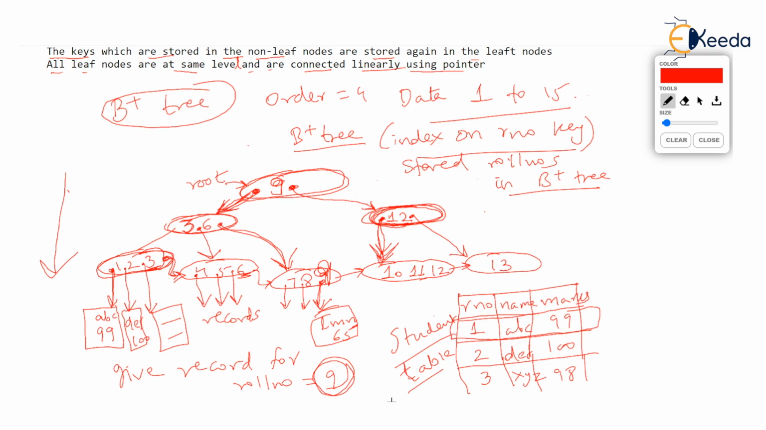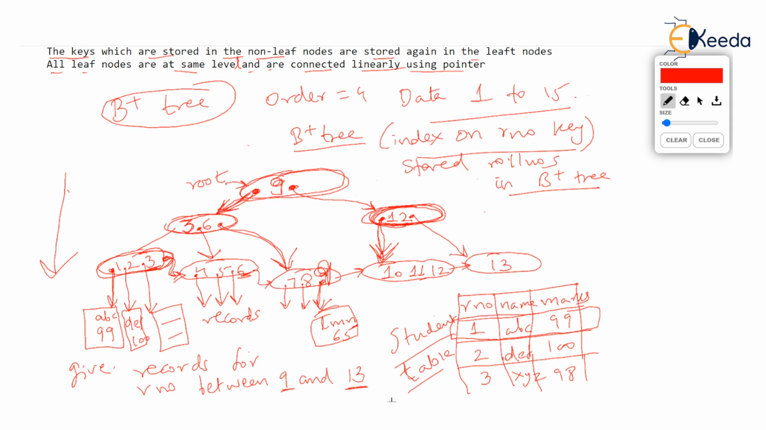9 is searched fetching very few nodes. 9 is searched very fast, and we get the record. So B plus trees are basically meant for giving optimal performance on search. One more very good thing you observe. Suppose we say to the DBMS, please give records for roll numbers between 9 and 13, including both 9 and 13.